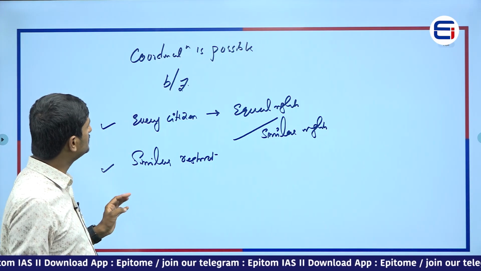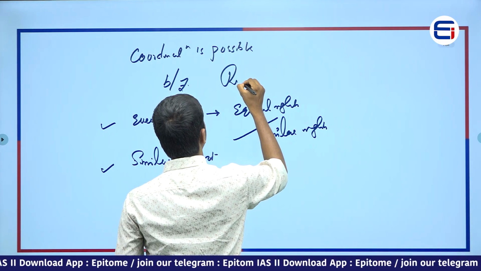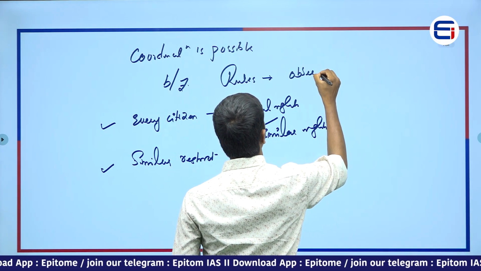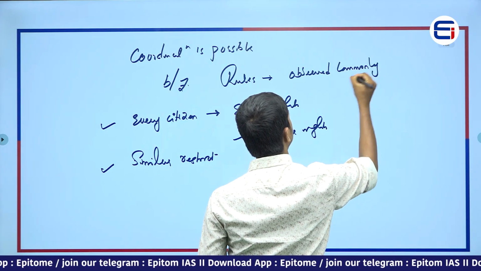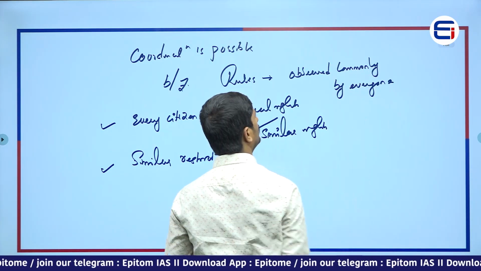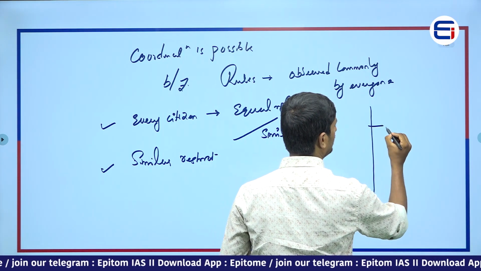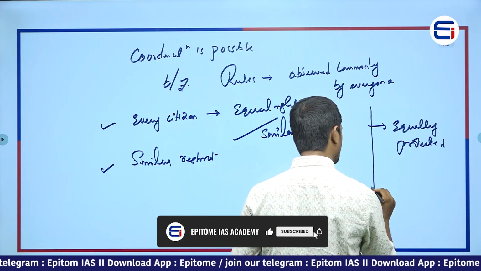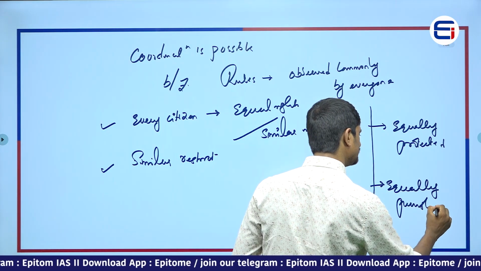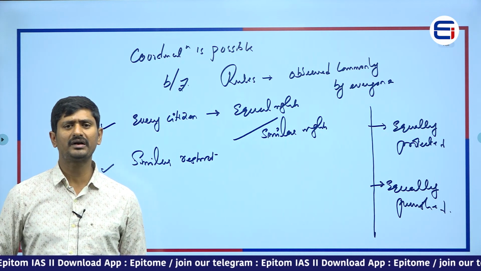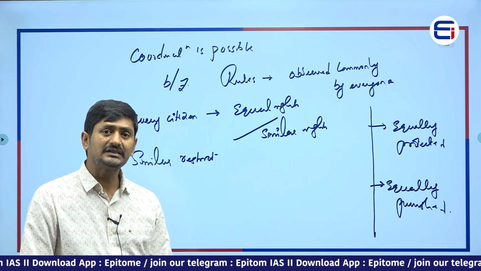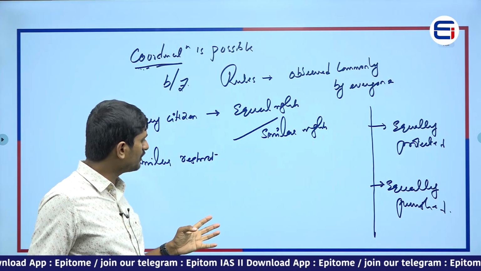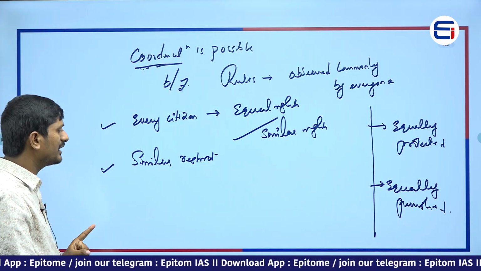So it means there are rules. The rules which are mentioned in the constitution shall be observed commonly by everyone. So everyone will be equally protected and everyone is equally punished. That's how the constitution is ensuring coordination. So this is the first important function we can understand.